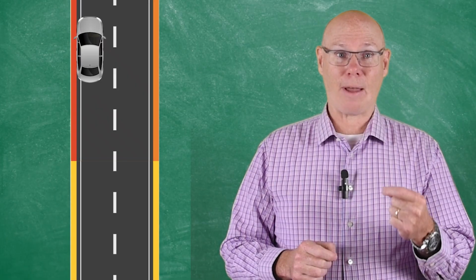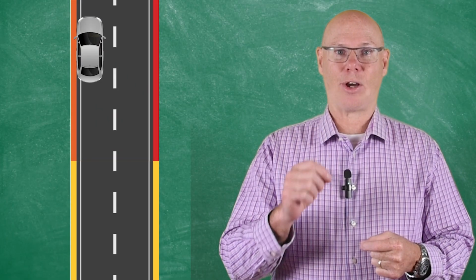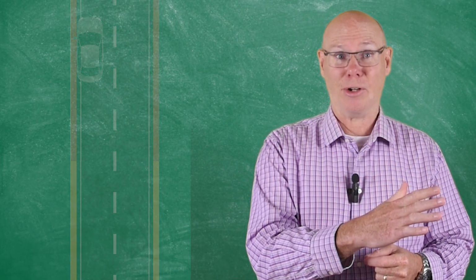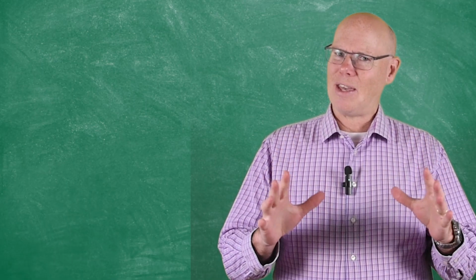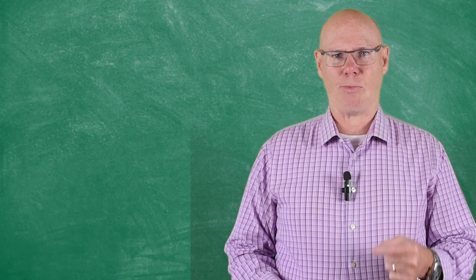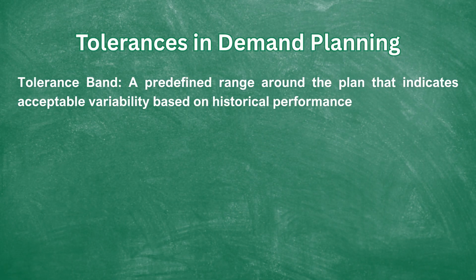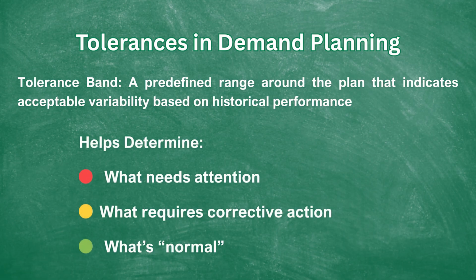That's the signal that something is wrong and you need to take corrective action before you veer too far off course. This is exactly how tolerances work in demand planning. They're not about punishing people for being wrong. They're about creating boundaries that help you know when to stop, look, and ask, hey, what happened here?